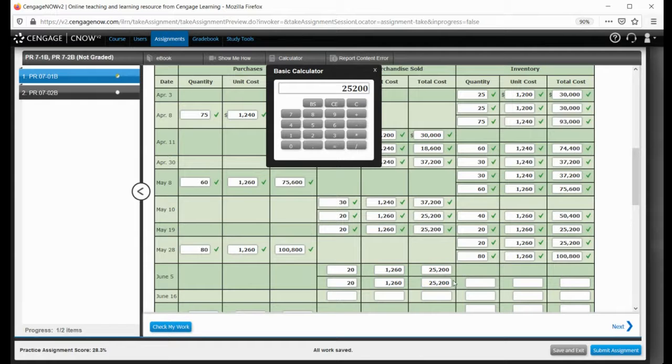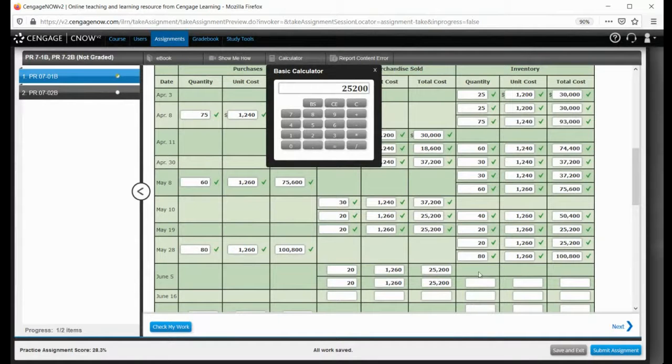So our total cost of goods sold for that transaction would be the combination of these two items, 25,200 plus 25,200 would give you 50,400. That's the total of your cost of merchandise sold. So in your journal, you would have debited cost of merchandise sold for 50,400 and credited merchandise inventory for 50,400.